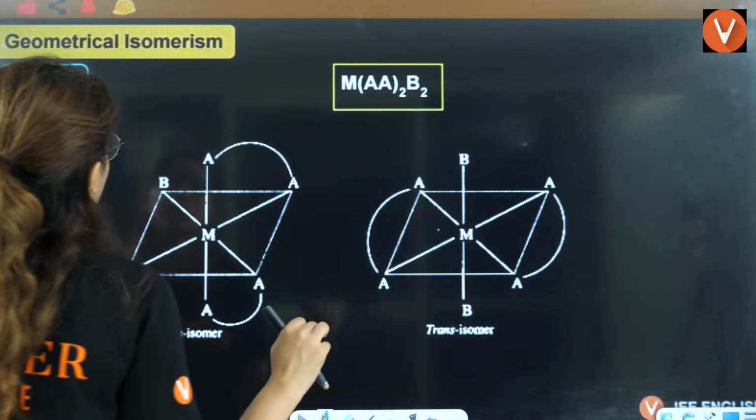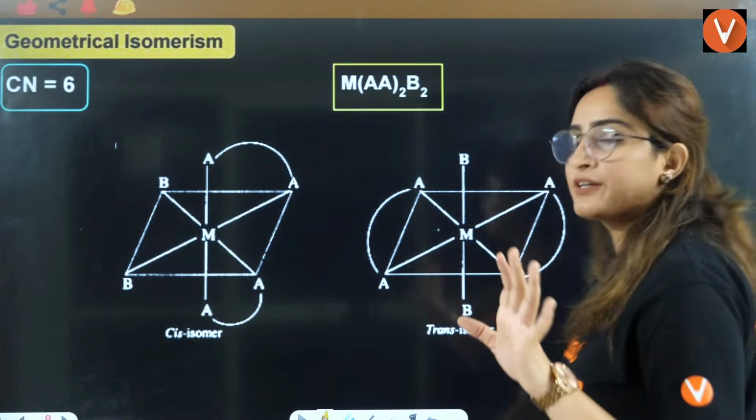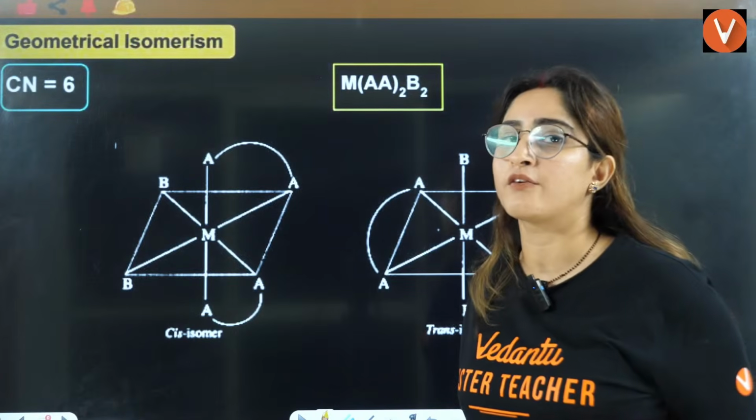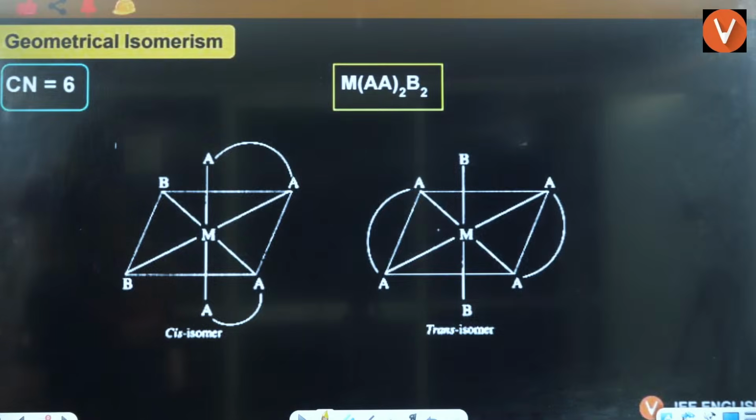So, this is the last category of geometrical isomerism. After that, we are going to start with optical isomerism. Okay, guys? Yes, everybody?